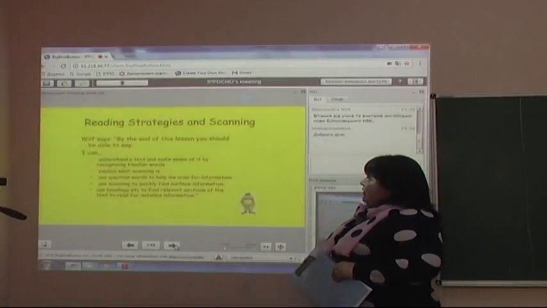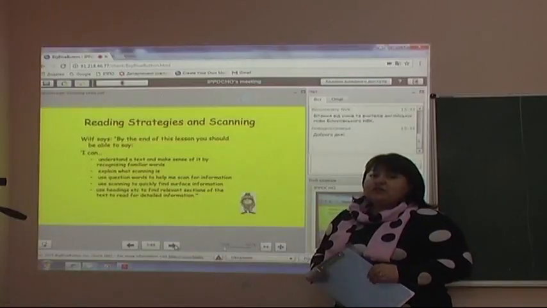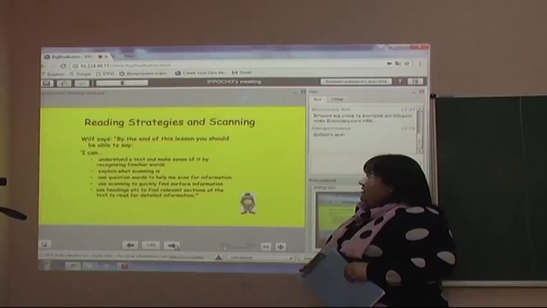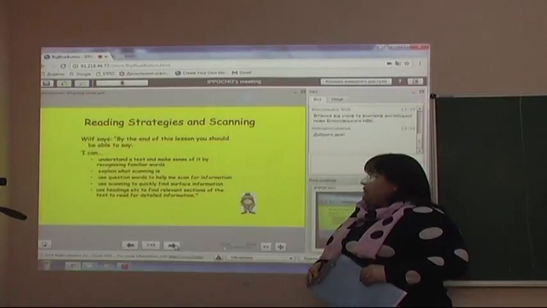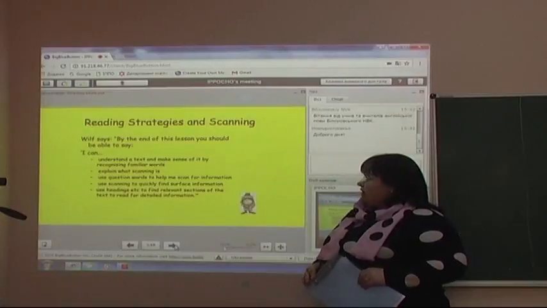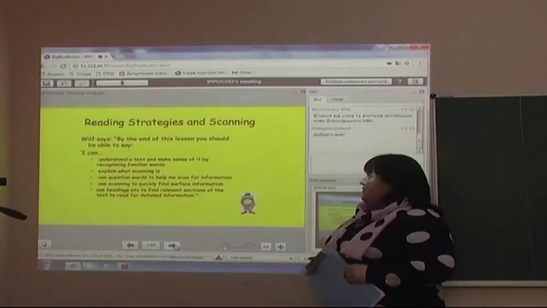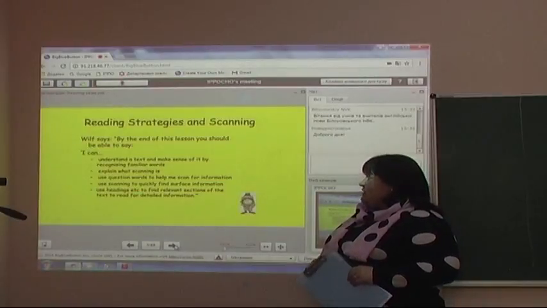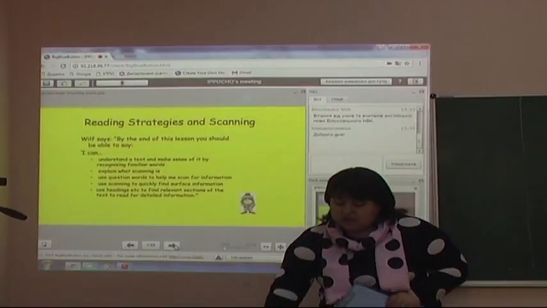And I suppose that at the end of our lesson, you will say, I can understand the text and make sense of it by recognizing familiar words. Explain what scanning is. Use question words to help me scan for information. Use scanning to quickly find surface information and use headings.